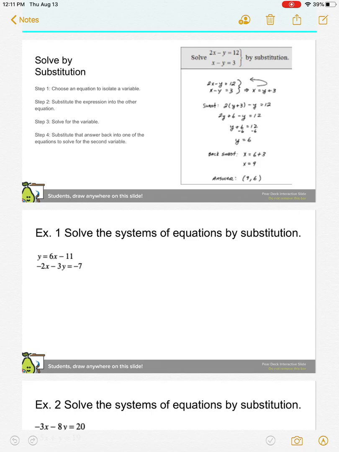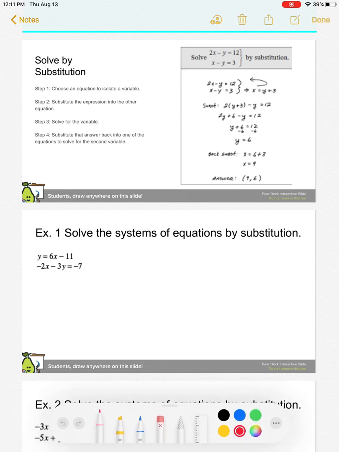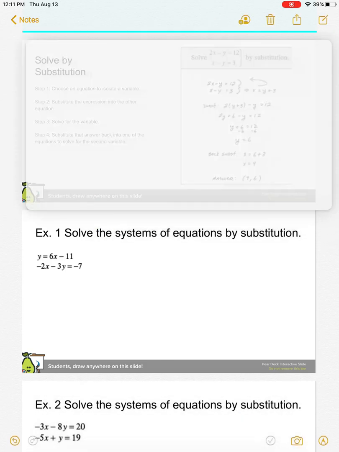Solve by substitution. The first thing you need to do, Step 1, choose an equation to isolate a variable. So you get to choose x or y, it doesn't matter which one to get by itself. Then you substitute that expression into the other equation for that letter. So if you look at this over here on the right hand side, the equations were 2x minus y equals 12 and x minus y equals 3. They chose to get x by itself.